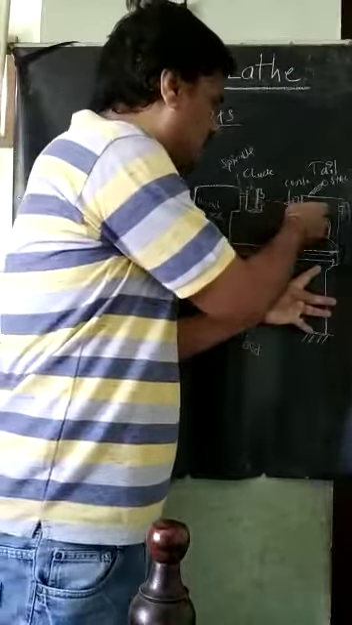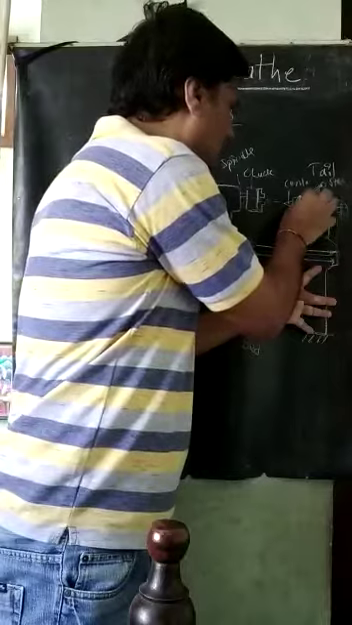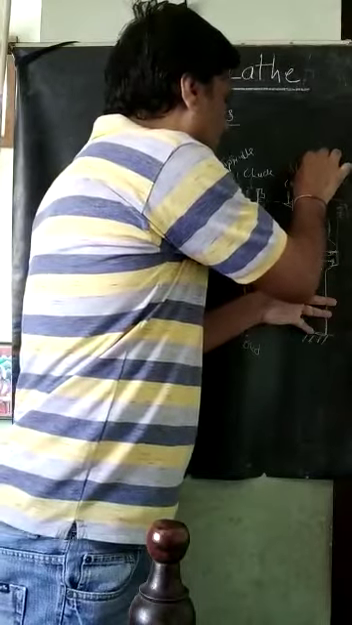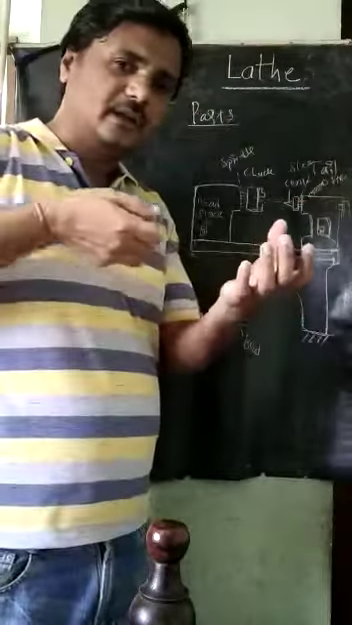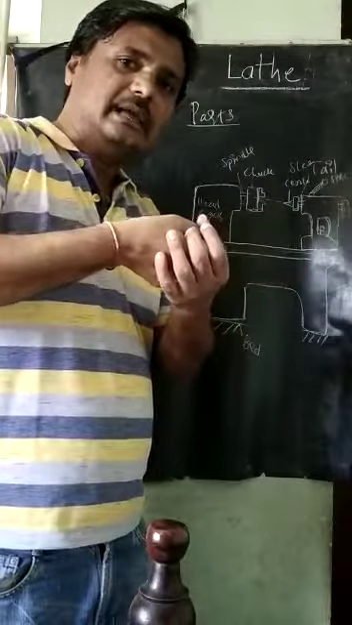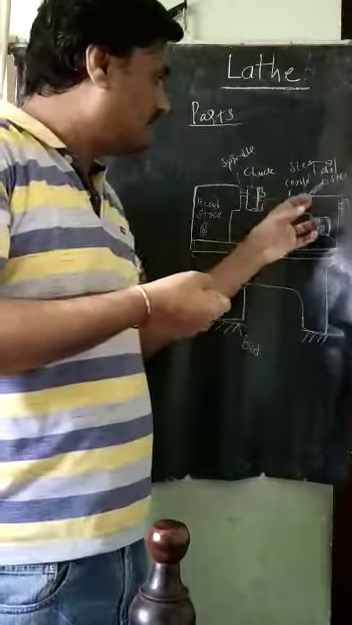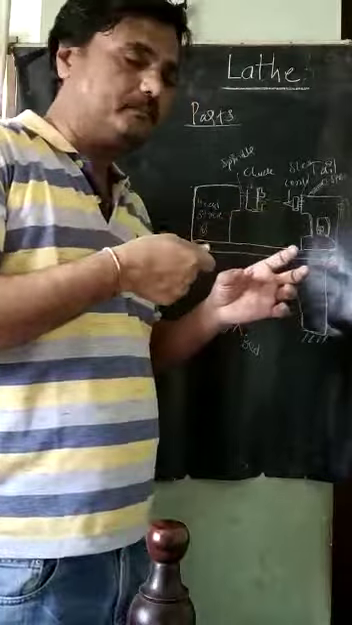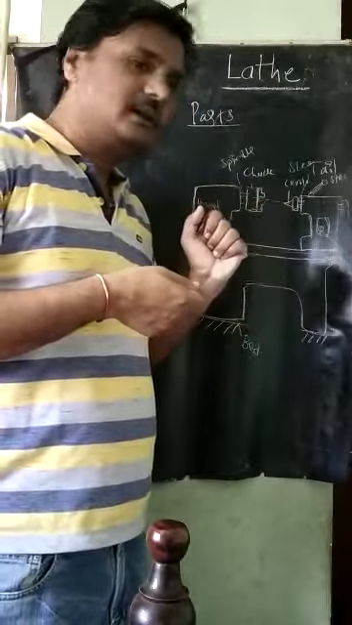The center is attached with a sleeve. Here it is, a sleeve. The total center is fitted in that sleeve. That sleeve is allowed to rotate. What is the use of this center and sleeve?